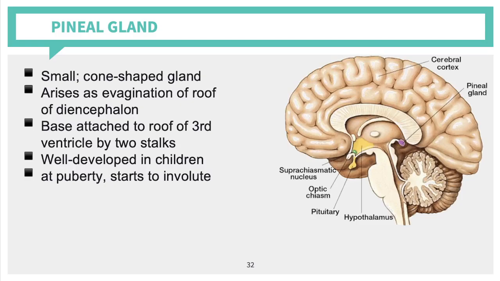Now, let's proceed with your pineal gland. So, where's your pineal gland? This portion here is your pineal gland, a small, cone-shaped gland, and it arises as an evagination of the roof of your diencephalon. Okay? The base is attached here to the roof of the third ventricle by two stalks. Okay? These are actually well developed in children, but at puberty, it will start to involute. Okay?